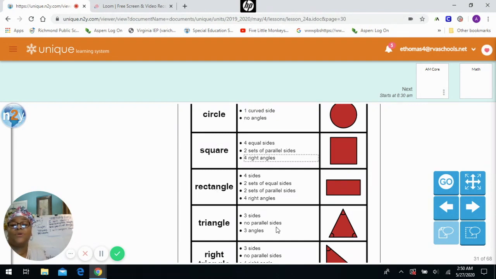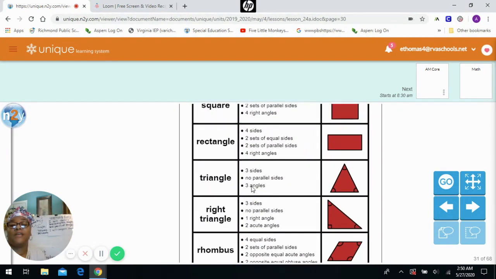Okay, rectangle, 4 sides, 2 sets of equal sides, and 2 sets of parallel sides, but you still have 4 right angles. So you have 2 sets of parallel sides. This is a set, that's a set, and you have 4 angles, 1, 2, 3, 4, and 4 sides. 1, 2, 3, and 4. That's a rectangle. A triangle has 3 sides, 1, 2, 3, and how many? 3 angles, but are there any parallels? There are no parallels because they're going to cross at some point. They're going to cross.